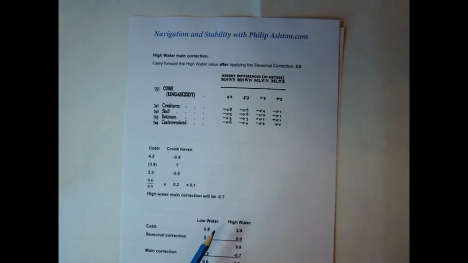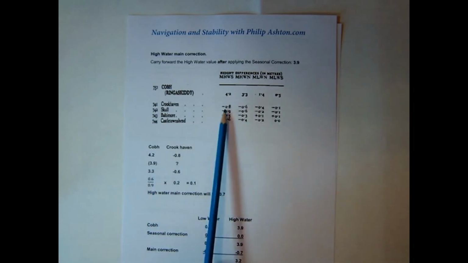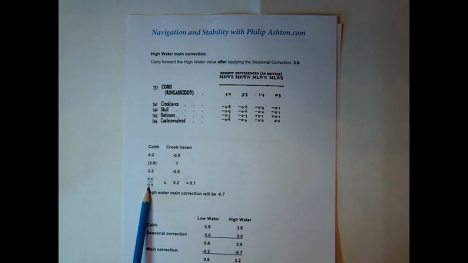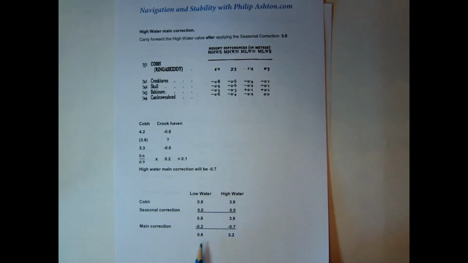Minus 0.2. Now let's look at the high water. 4.2, 3.3. Our value is 3.9. The corrections are minus 0.8 and minus 0.6. Again, do the maths. Correction is 0.1. We've gone that way, so the correction will be minus 0.7. So we put both corrections in there, and then we carry forward the values 0.6 and 3.2.